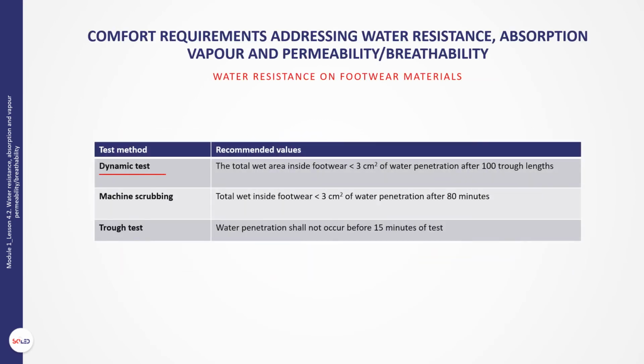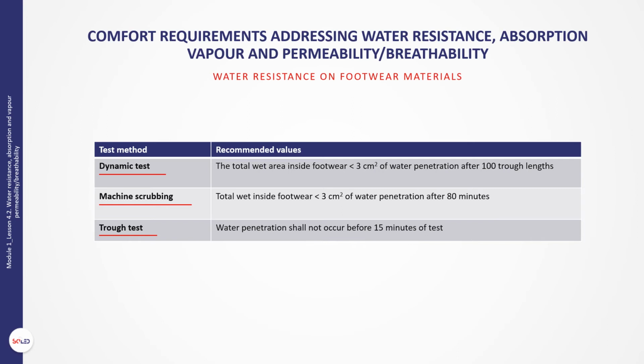Dynamic test. The total wet area inside footwear shall be less than 3 square centimeters of water penetration after 100 trough lengths. Machine scrubbing test. Total wet area inside footwear shall be less than 3 square centimeters of water penetration after 80 minutes. Trough test. Water penetration shall not occur before 15 minutes of test.